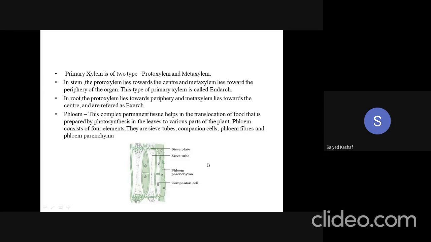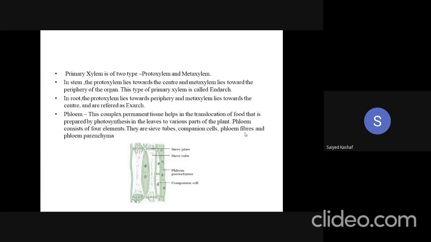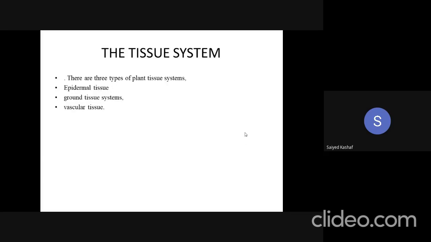This phloem fiber is also known as bast fiber, and they are made up of sclerenchymatous tissue, and they are generally absent in the primary phloem. Means the presence of phloem fiber or bast fiber is the characteristic feature of secondary phloem. You can see this phloem fiber is present only in the secondary phloem. Now, till here it was all about the tissues and their functions. Now we will discuss how these tissues work together and form a system.